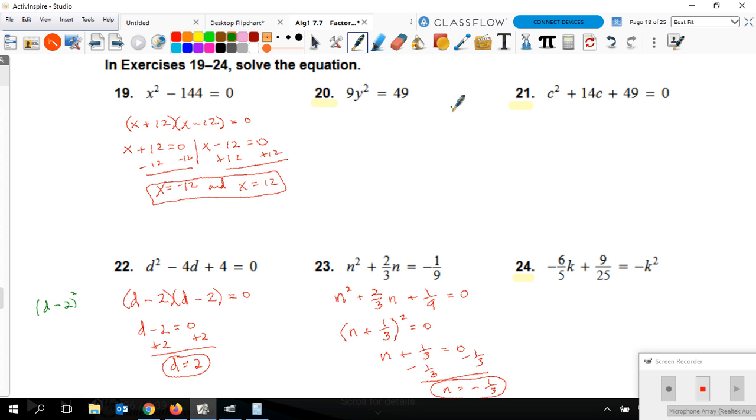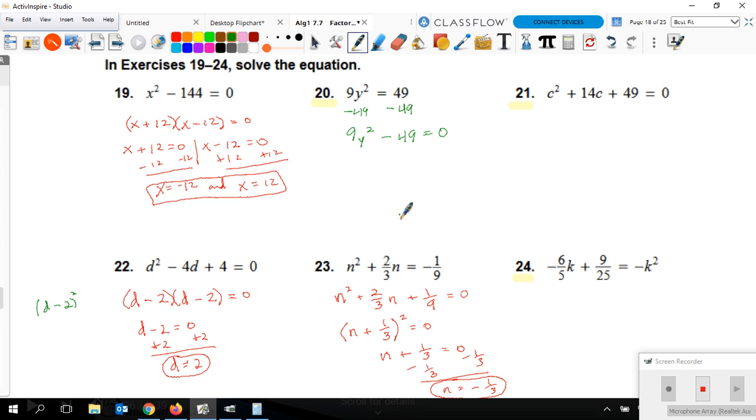All right, for number 20, first thing we need to do is set this equal to 0. Subtract 49 from both sides. So you have 9y squared minus 49 equals 0. So now that's a difference of two squares. I'm going to have you pause the video and try doing 20 and 21 on your own. Try to do these two now. Now that I got this equal to 0, factor this, and then use the zero product property. This one, 21, go ahead and factor this. It's a trinomial square, and then use the zero product property.